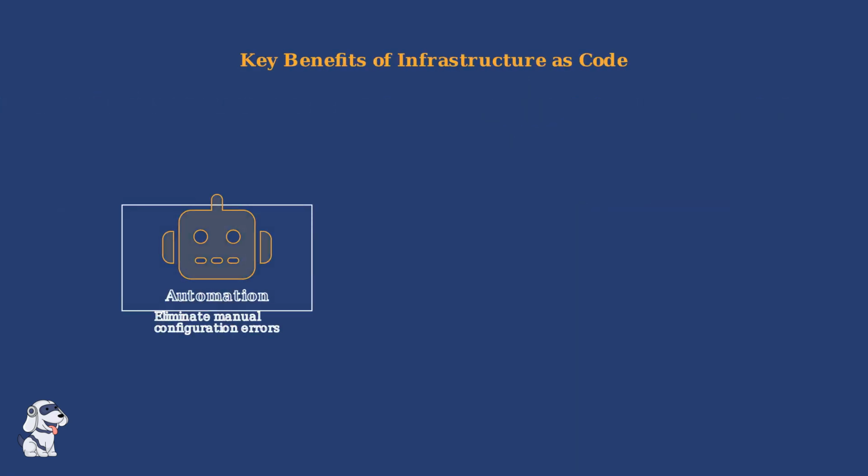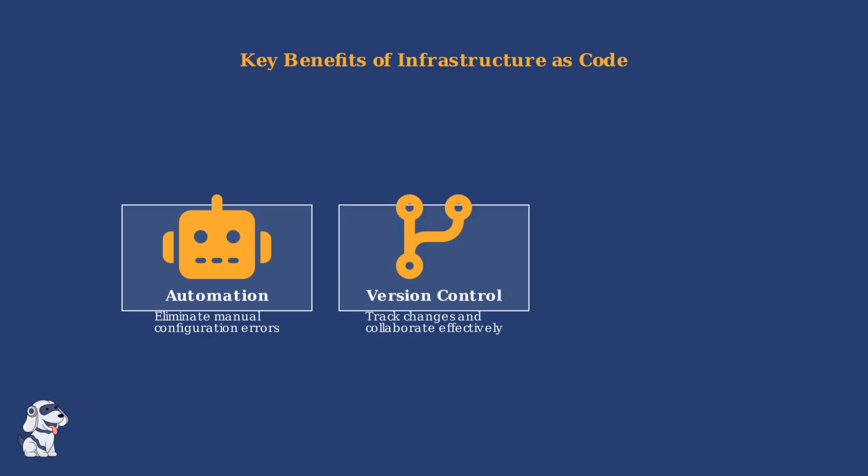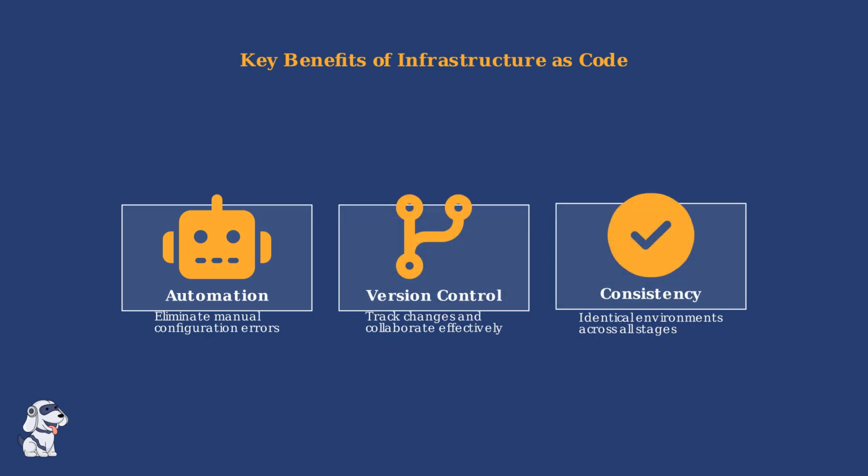Infrastructure as code provides three fundamental benefits. First, automation eliminates manual configuration errors and speeds up deployment processes. Second, version control enables teams to track infrastructure changes, collaborate effectively, and roll back when needed. Third, consistency ensures identical environments across development, testing, and production stages.